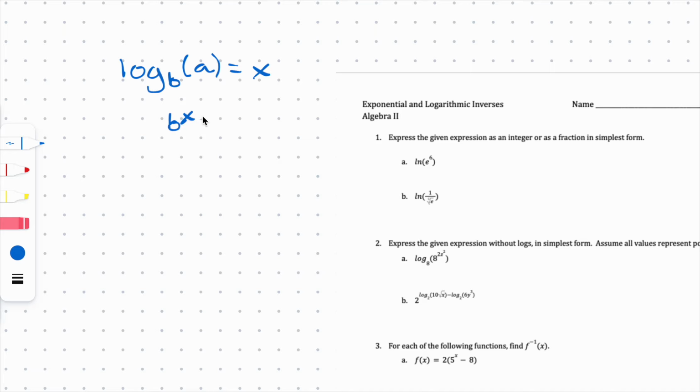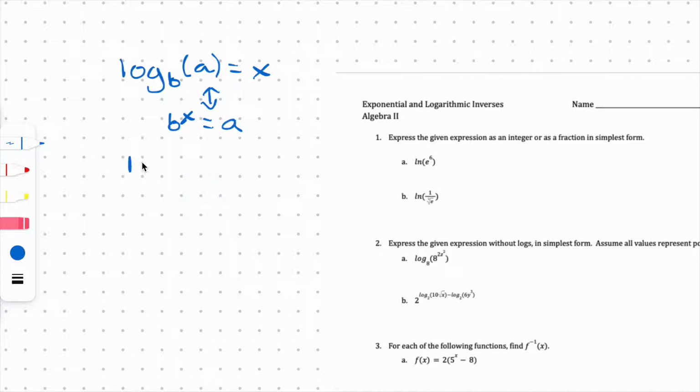B to the x power equals a. So when I think of a logarithm here, log base b of a, I'm thinking b to what power gives me a. And so we can go between these two forms, right? We can go from one form to another. And from here, we can make an important distinction or recognize something important.